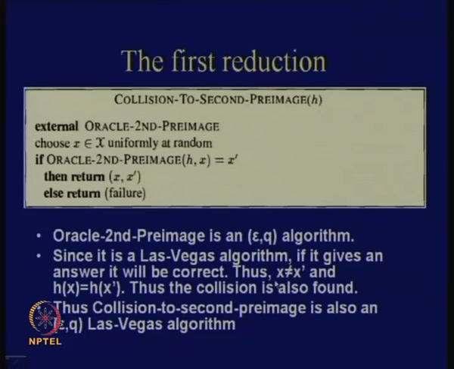So you see that in this case, if your second pre-image oracle is an epsilon comma q algorithm, then your collision to second pre-image reduction is also an epsilon comma q Las Vegas algorithm. Using the same q number of queries, because you have not made any extra query here, and with the same probability, you can solve the collision problem also. So this shows that collision resistance implies second pre-image resistance.